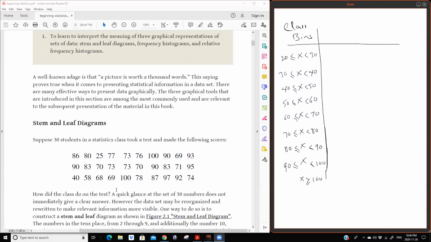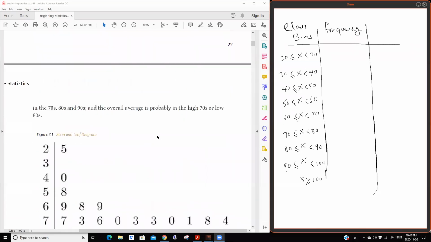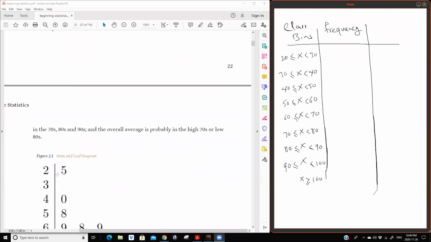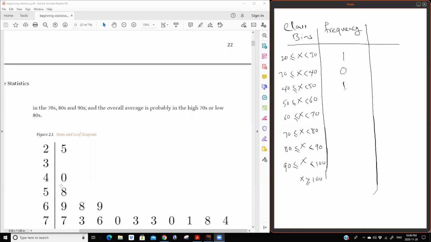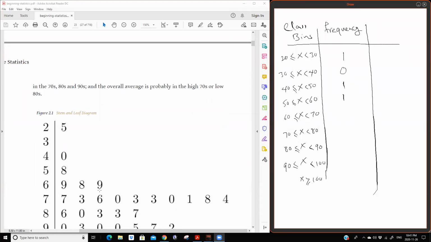So you can create bins like that, and then you count all the numbers that are within each bin. So here you have something called frequency. It's simply the count within each bin. Between 20 and 30, you see there's just one person who got 25. So the frequency is 1. Between 30 and 40, there was nobody, so 0. Between 40 and 50, there was just one person. 50 and 60, one person. Between 60 and 70, 3 people.